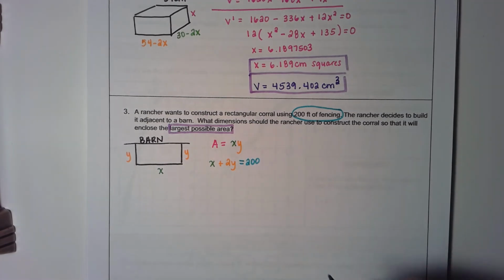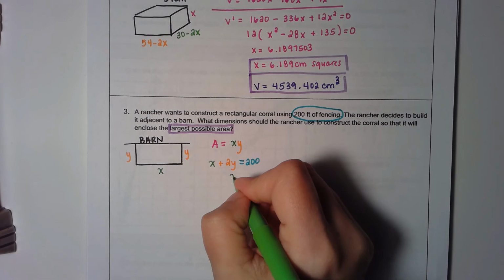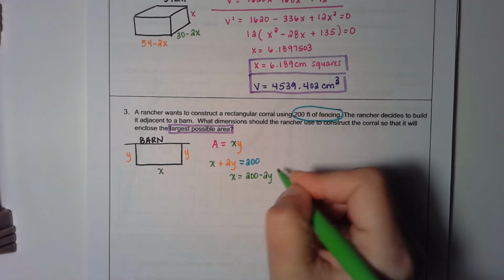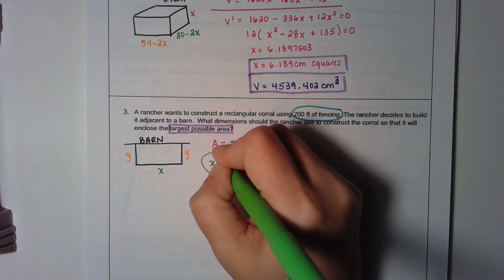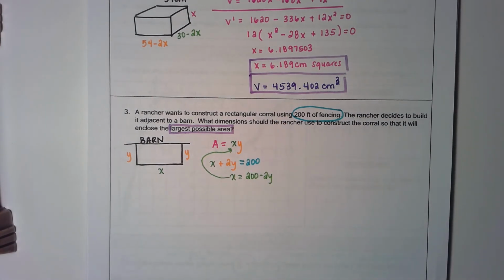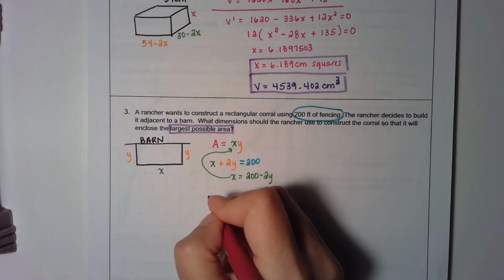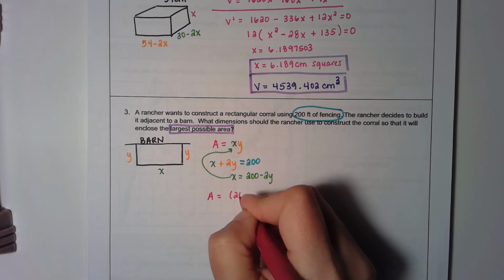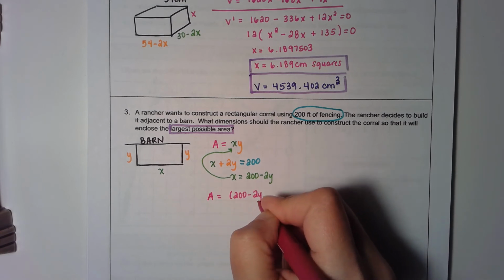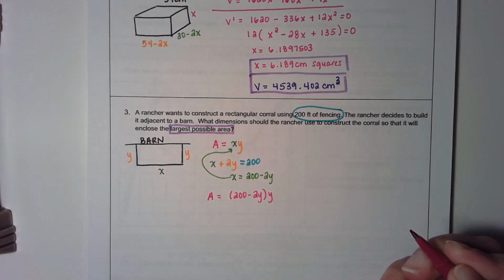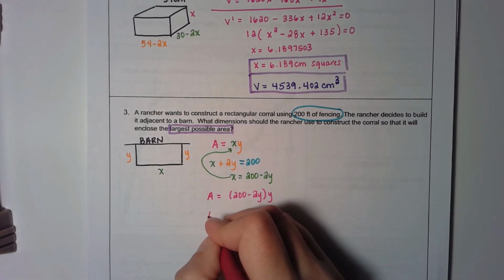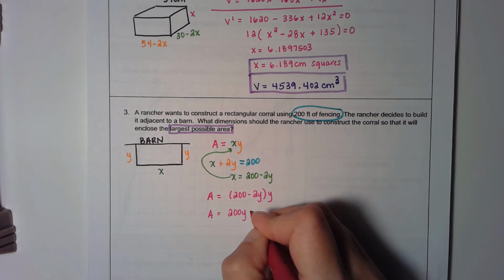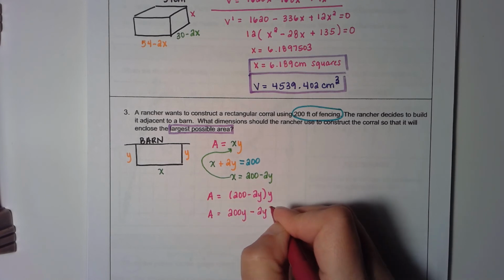What I'm going to do now is just solve for x. So to do that, I'm going to subtract 2y, and I get 200 minus 2y. And then I can take this and substitute it into my area formula to create a formula that only has one variable. So my new area formula would be (200 minus 2y) times y. Now, before I take the derivative, I'm going to go ahead and distribute just to make my life a little bit easier. So I'm going to have 200y minus 2y squared.